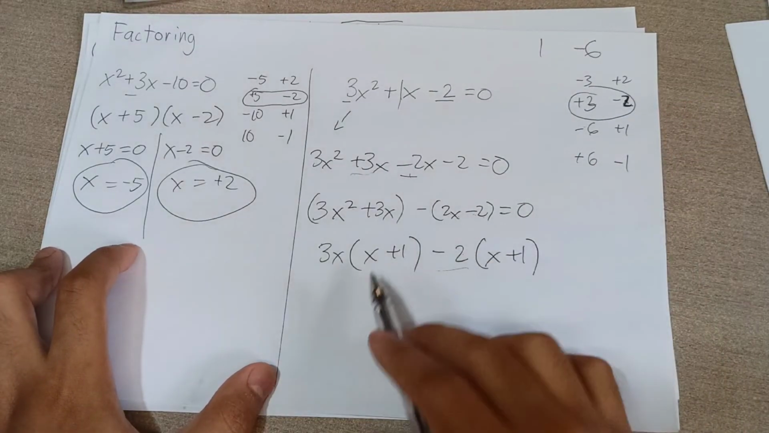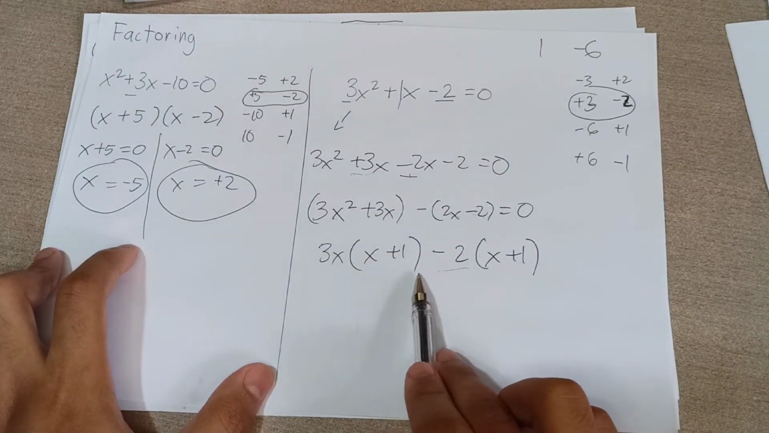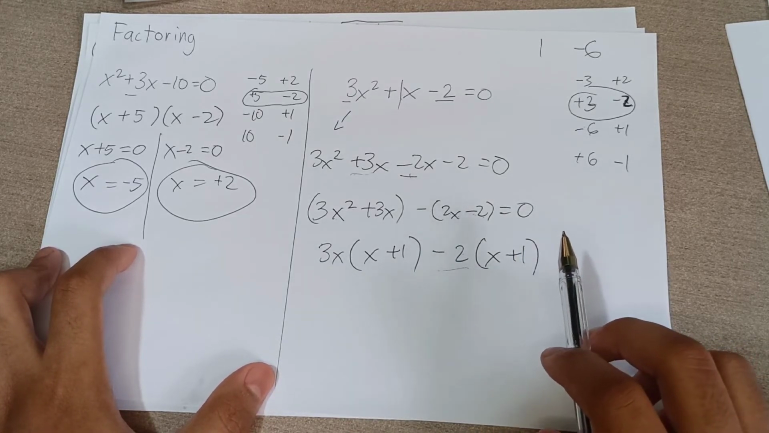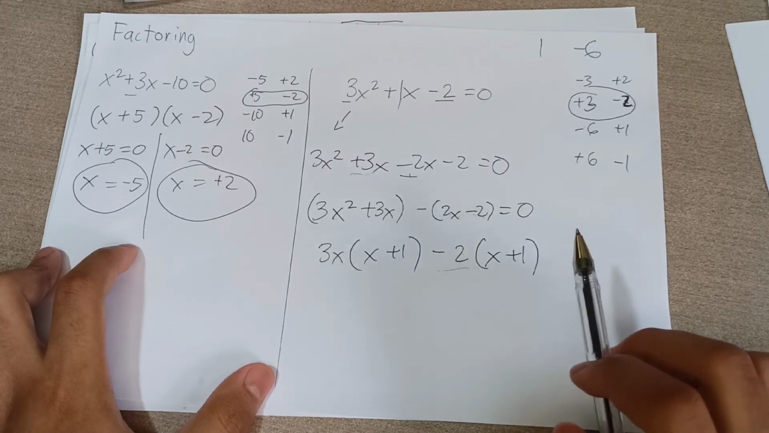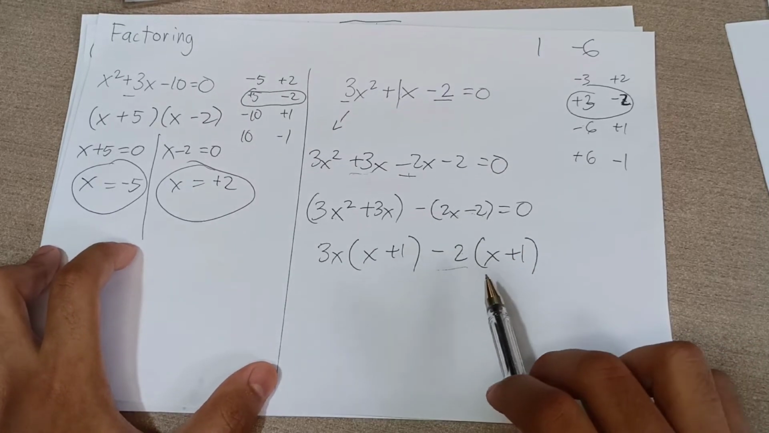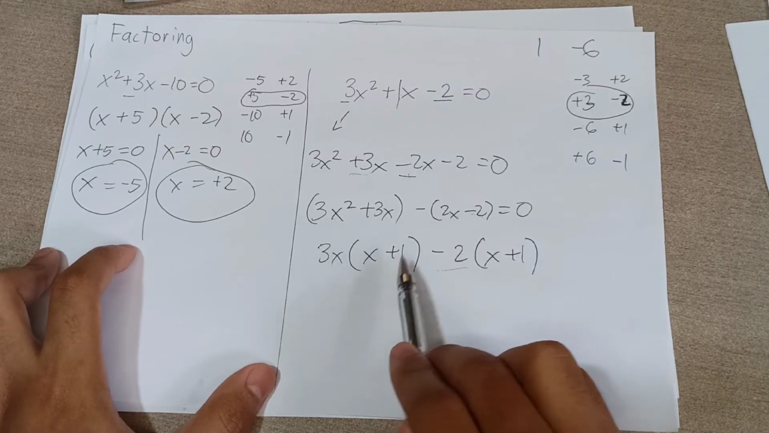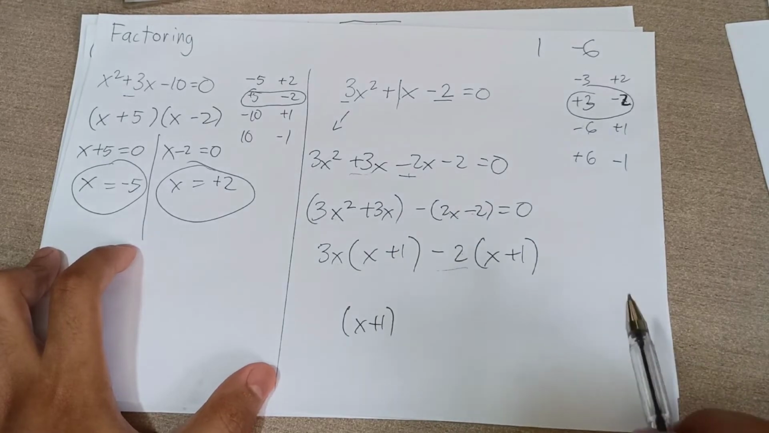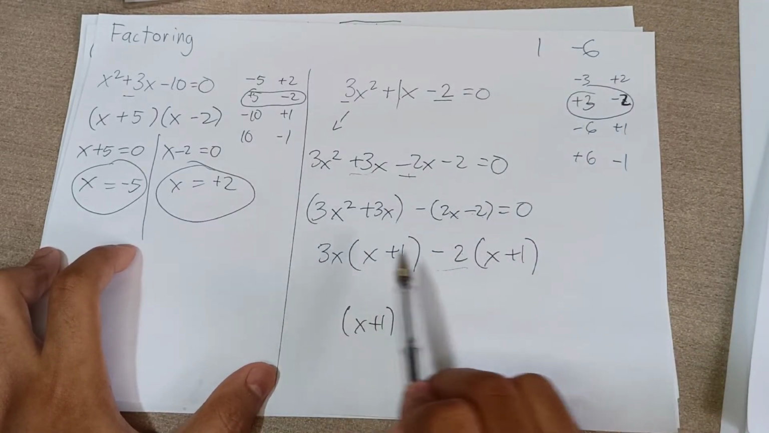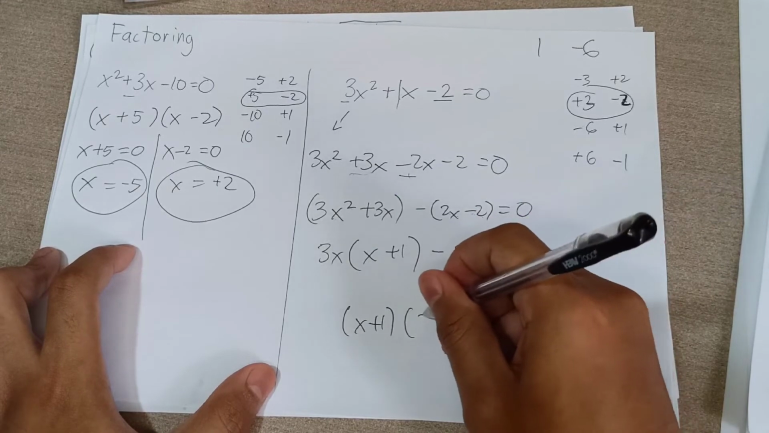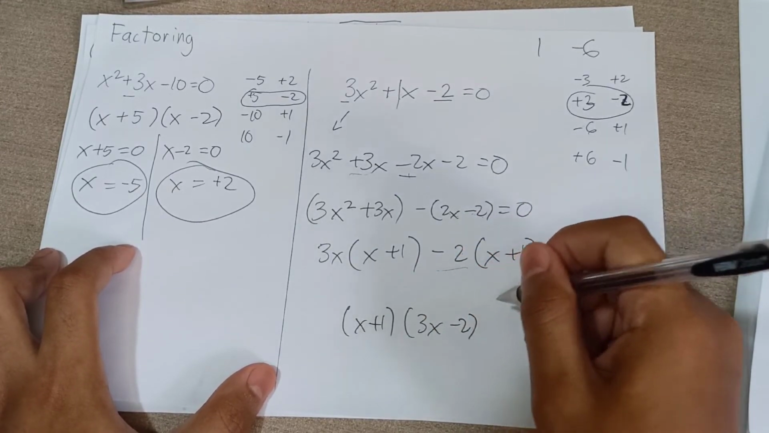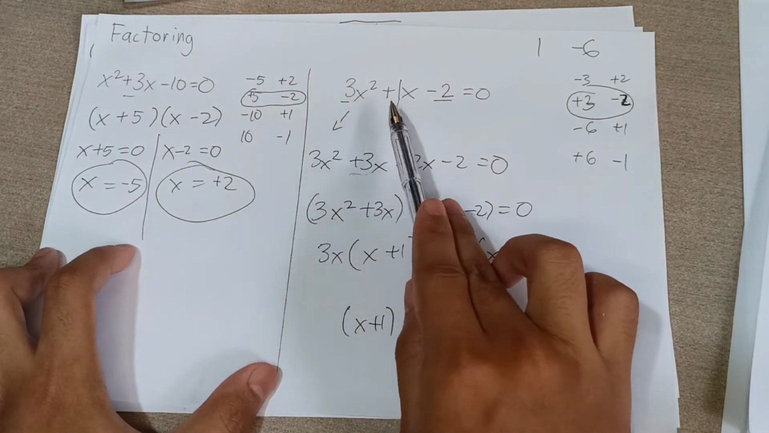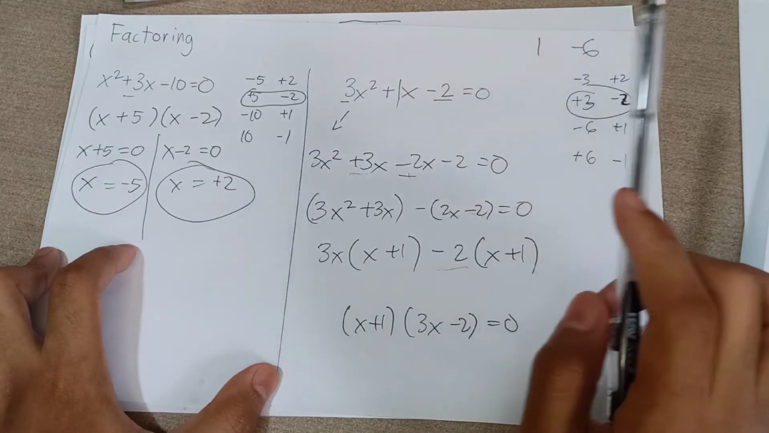Now we can combine these four terms, making it two binomial terms, because we have a common factor, which is x plus 1. So we will write x plus 1, then our multiples 3x and negative 2. And this is the factor of the equation 3x squared plus x minus 2 equals 0.